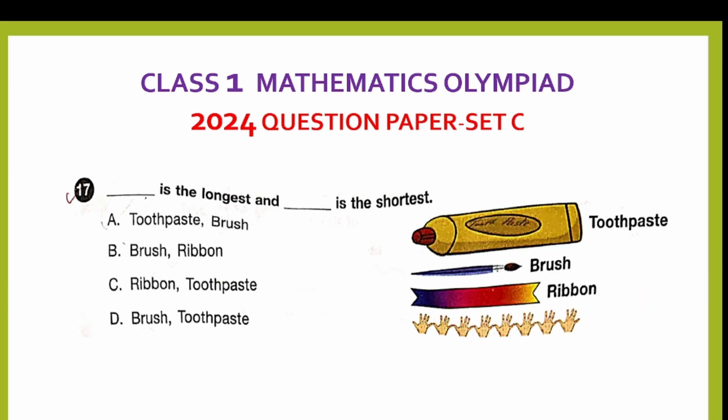Next question. Dash dash is the longest and dash dash is the shortest. Among these, brush is the shortest and toothpaste is the longest. Therefore the answer for this question is option A. Toothpaste is the longest and brush is the shortest.